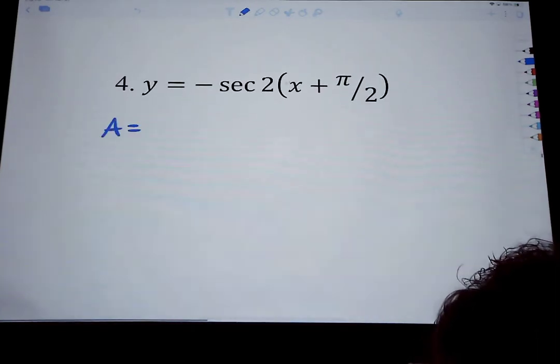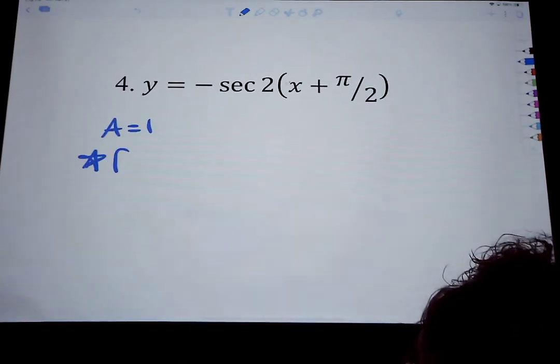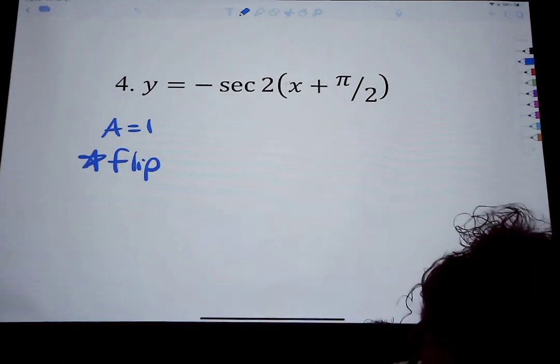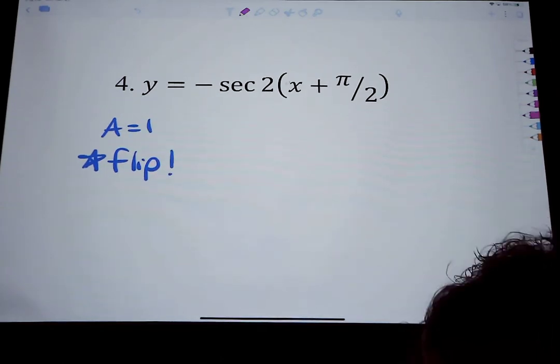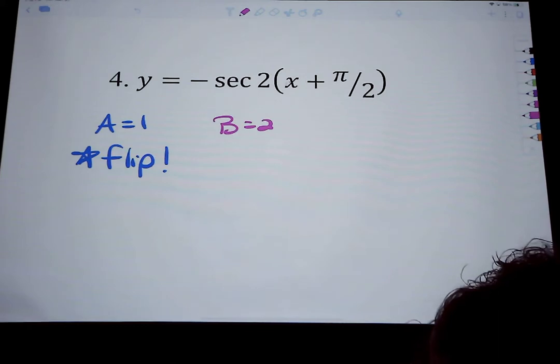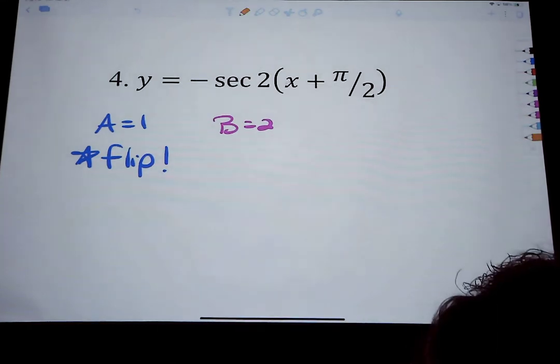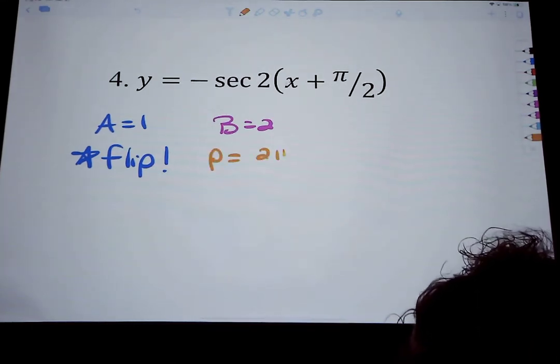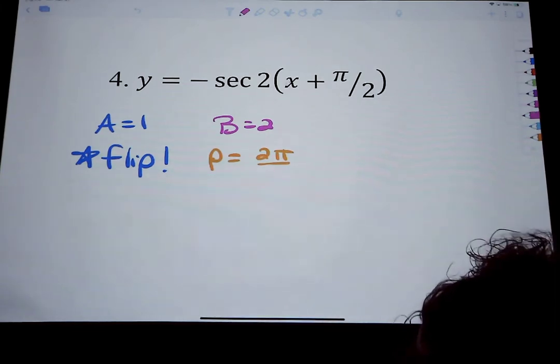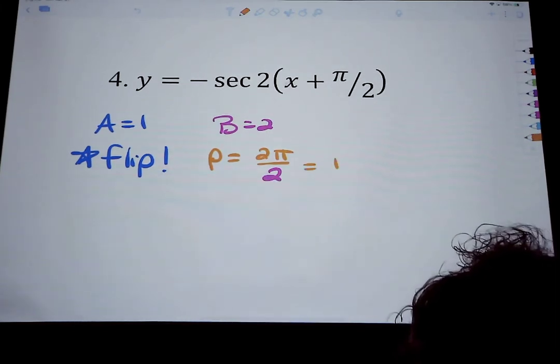Last one, amplitude is 1, but there needs to be a vertical flip. B is 2, so period is 2 pi over 2, which is pi.